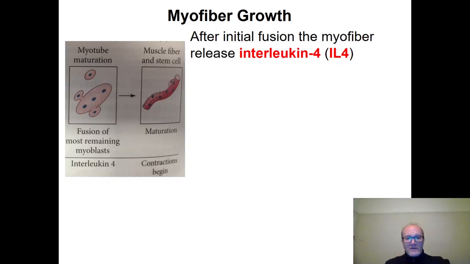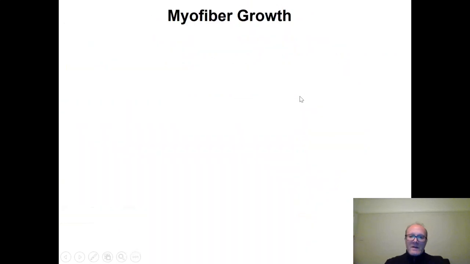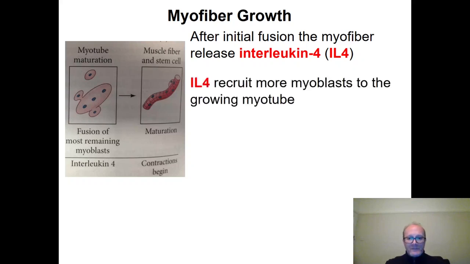The process of the formation of the myofibers via fusion is controlled by interleukin-4. So interleukin-4 controls this fusion process after the initial expression of meltrin. After the initial expression of meltrin, interleukin-4 induces more fusion and growth of the muscle fibers. So IL-4, interleukin-4, recruits more myoblasts, more myotubes, and allows the growth of the myotube into a muscle fiber.